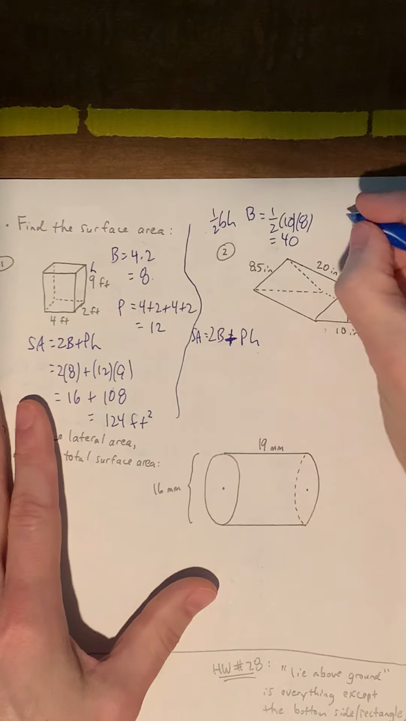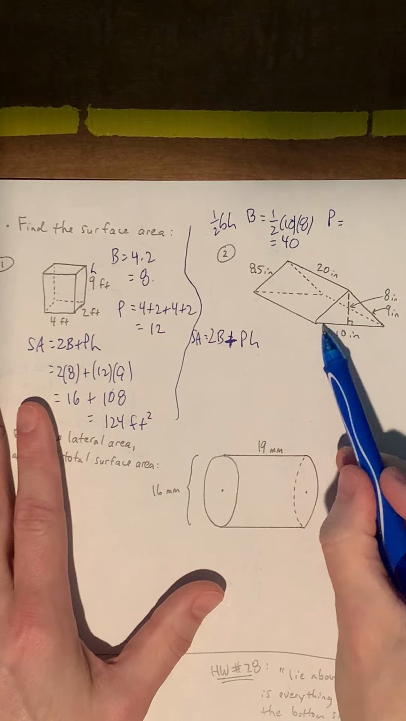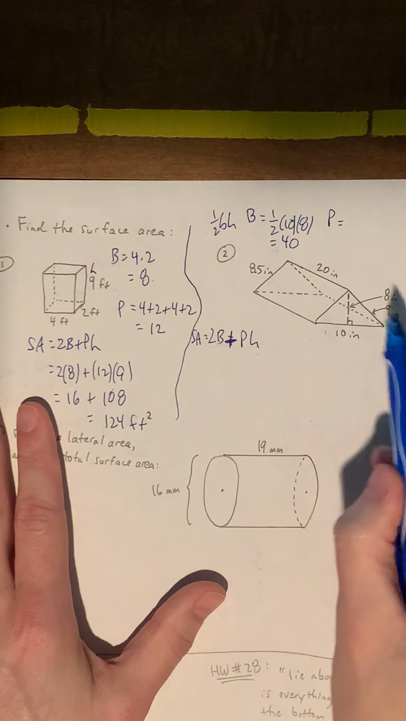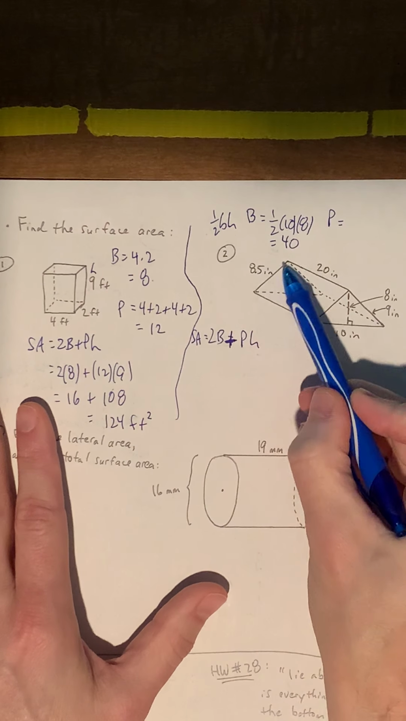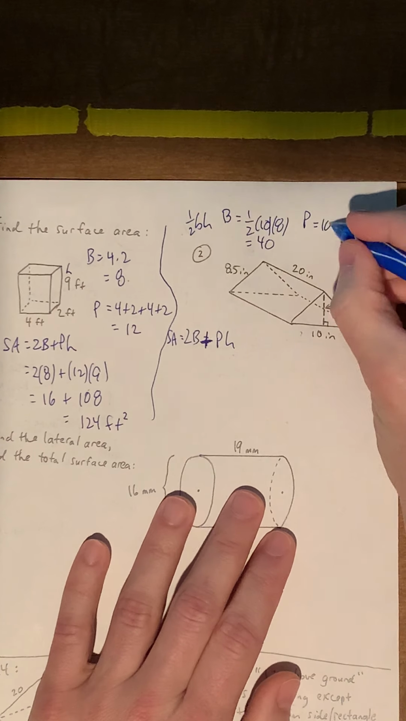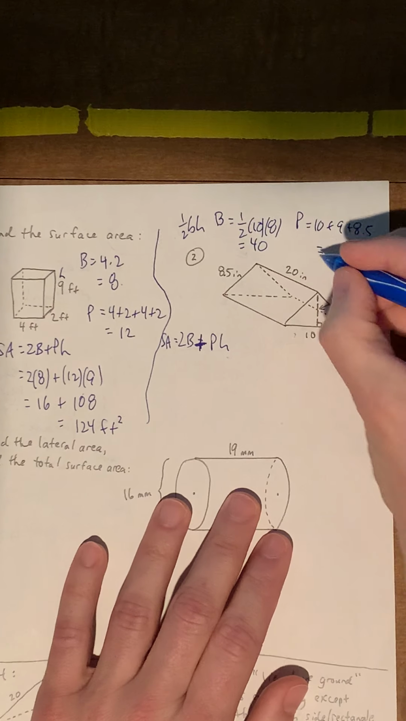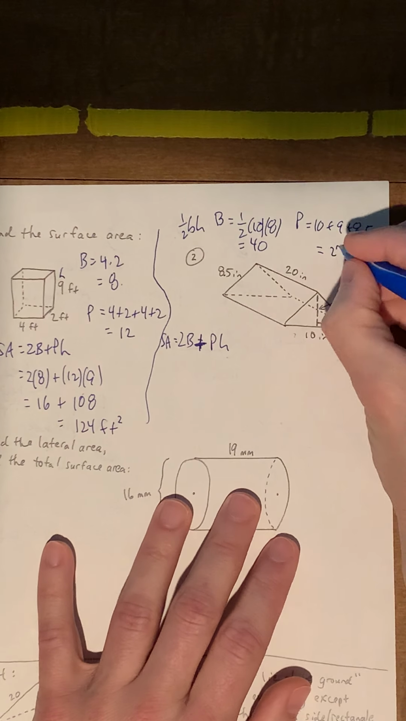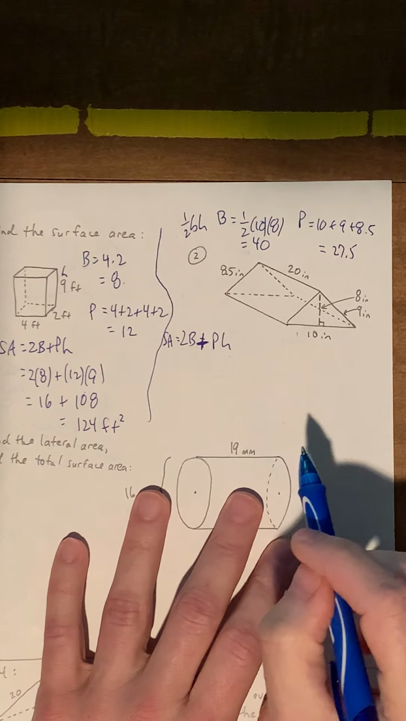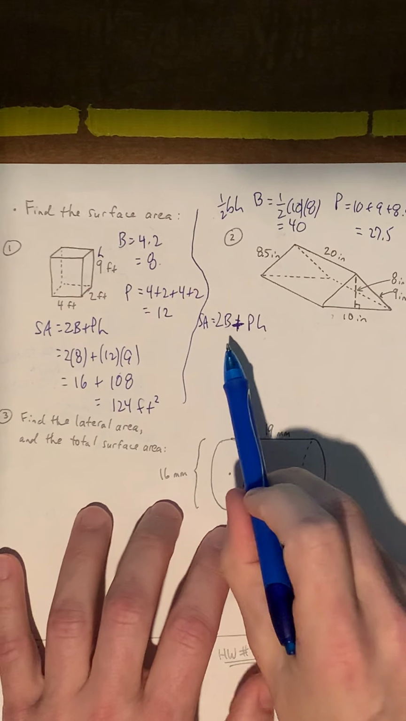Now for capital P, we know the 3 sides of the triangle. We have 10, this is 9, and this right here, which is the same as this, 8.5. So we add 10, 9, 8.5 to give us a perimeter of 27.5. All right, now we have our B and P values, so we're ready to go back to our surface area formula.